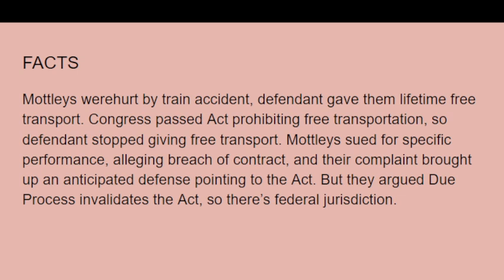So the Mottleys were understandably upset by this, so they sued for specific performance, alleging there was a breach of contract, and their complaint sought an anticipated defense pointing to the act by Congress. But they argued in response to that defense that they anticipated that the due process clause of the Constitution invalidates Congress's act. So there would be federal jurisdiction, in their view, over their claim for breach of contract.